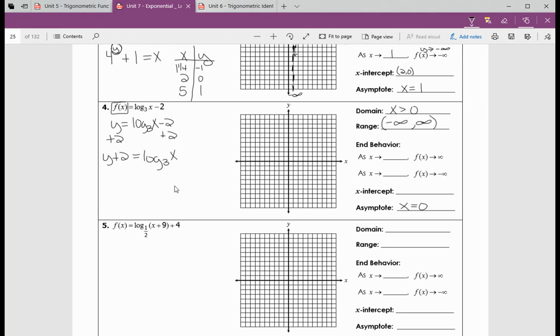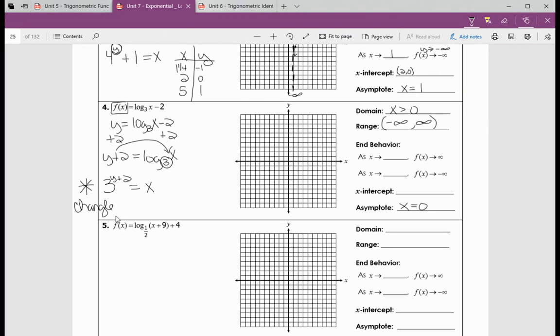Now you are ready to rewrite this. Grab your base, set it equal to your power, which just so happens to be y plus 2, or raise it to that power and set it equal to x. So my equation looks a little bit different. Now, put a star by this one because we are going to change our table.